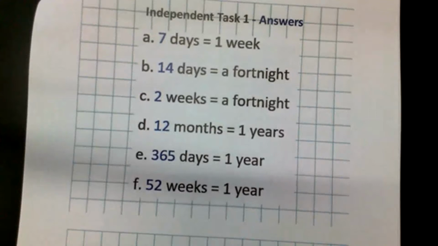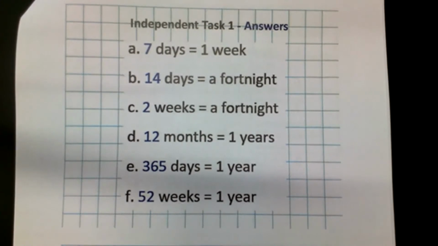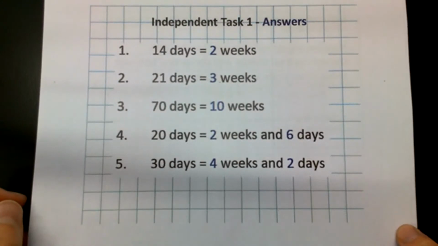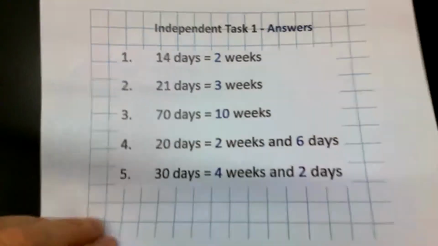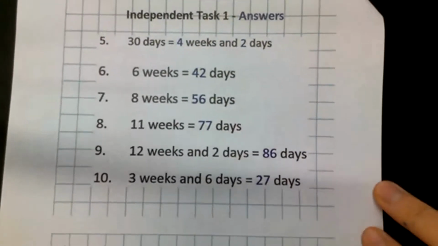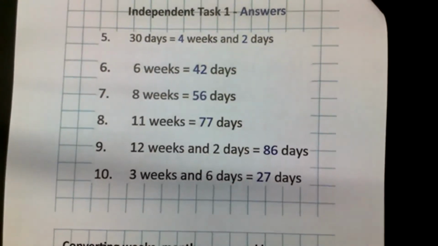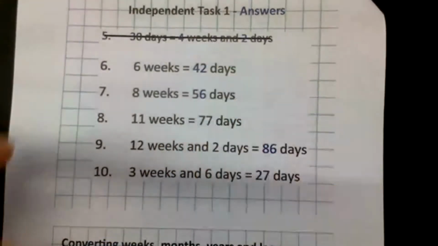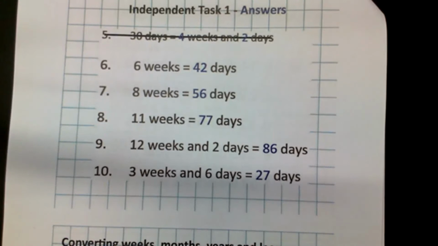Okay, so these are the answers for A to F. Unpause for 1 to 5. And unpause again for 6 to 10. Those are the answers for 6 to 10.